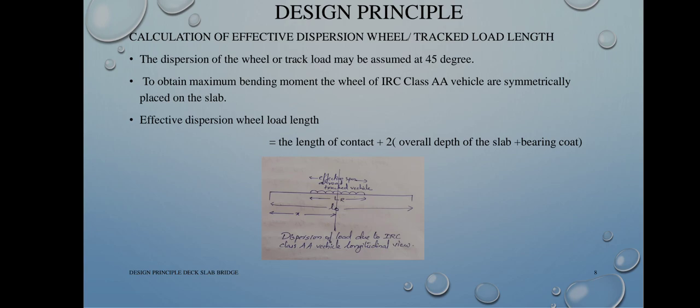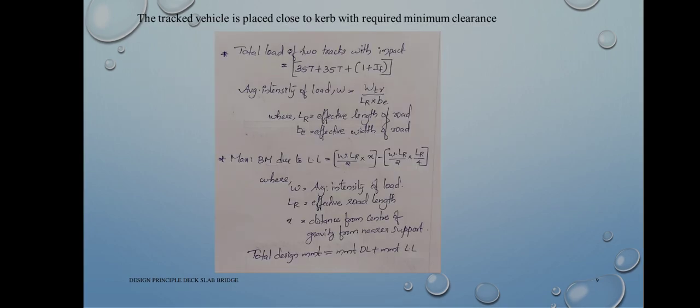The calculation of effective dispersion of wheel or track load length. The dispersion of the wheel or track load may be assumed at 45 degrees. To obtain the maximum bending moment, the wheels of IRC Class A vehicle are symmetrically placed on the slab. The effective dispersion wheel load length equals the length of contact plus 2 times the overall depth of the slab plus bearing coat. This is the figure of the dispersion of load due to IRC Class A vehicle, a longitudinal view. The tracked vehicle is placed close to the curb with required minimum clearance.